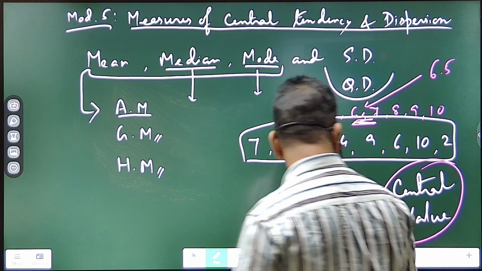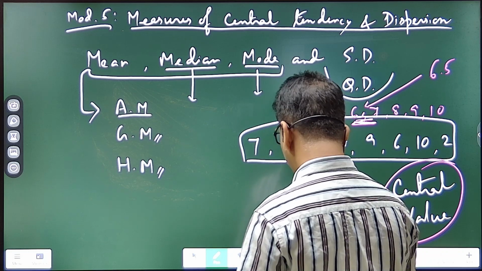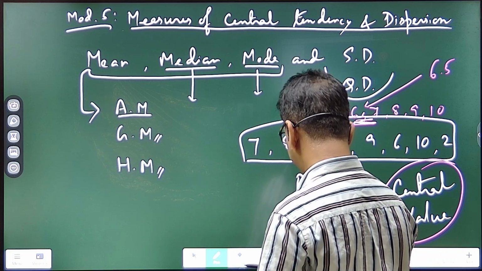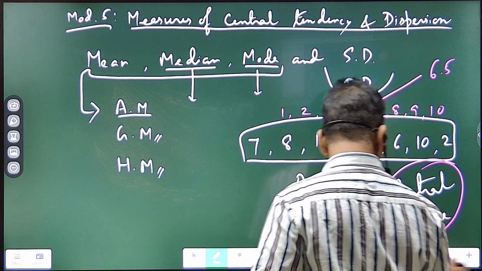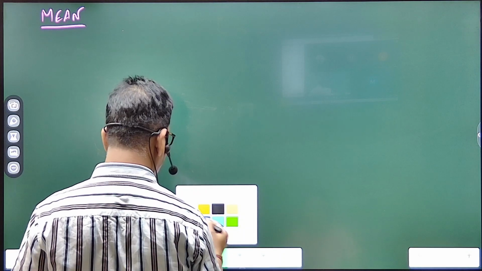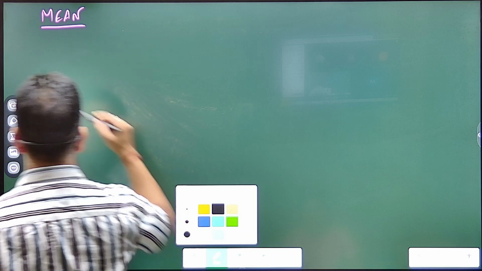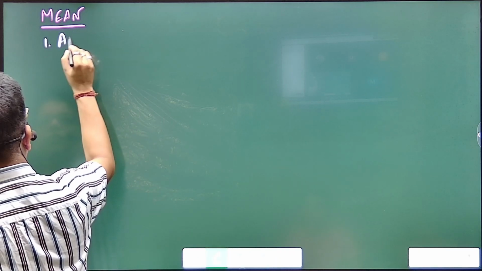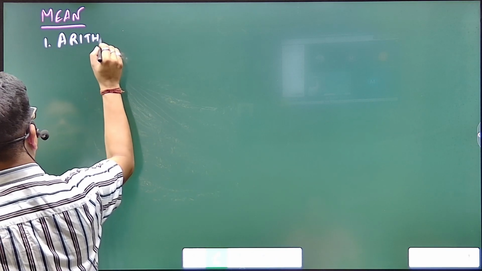That is why they are called central values or central tendency. Right. Now, let us go ahead first today with arithmetic mean. So you all can write down mean. In mean, we have three divisions: arithmetic mean, as I told you already, geometric mean and harmonic mean. Today we are doing only arithmetic mean.